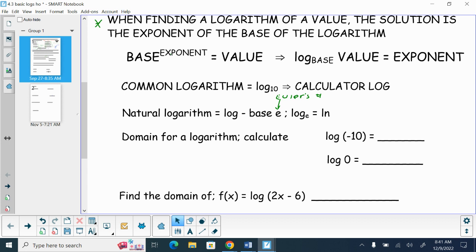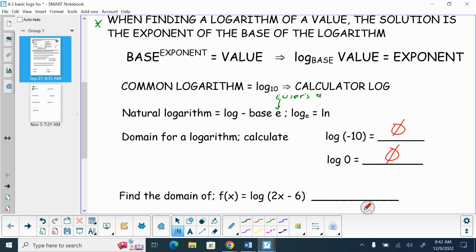Domain for logarithm. Well, try to take the log of negative 10. Take the log of 0. Can you find values? Nope. Well, these will give us an empty set. These are undefined. So we cannot take the log of negatives. We can't take the log of 0. But we can take the log of any positive value.